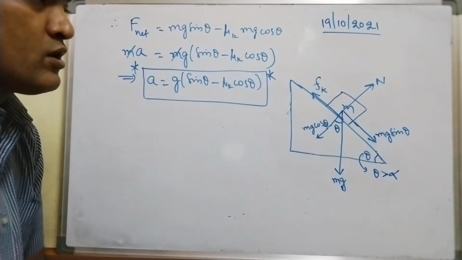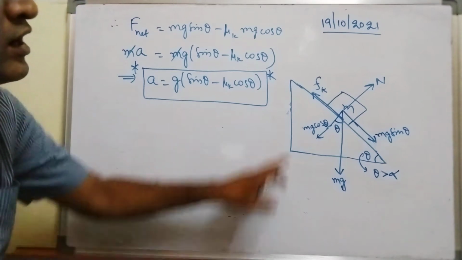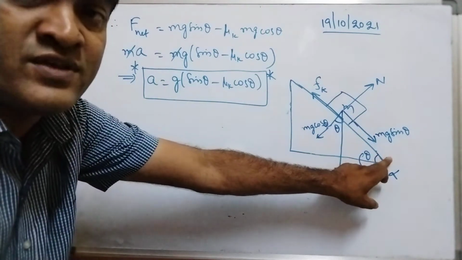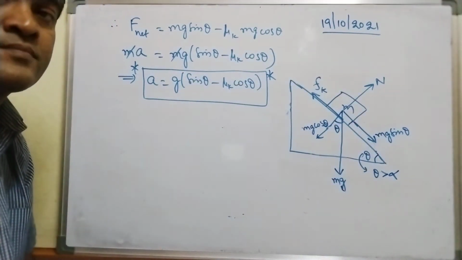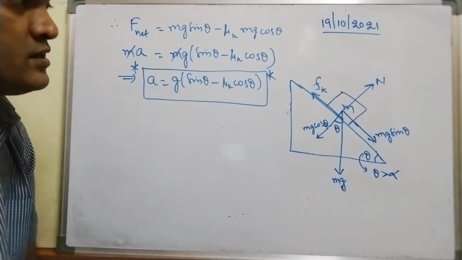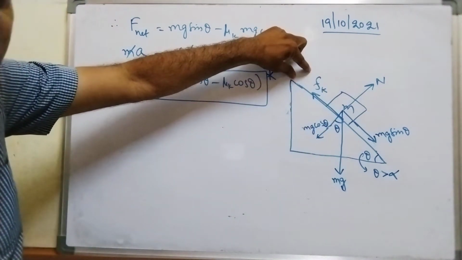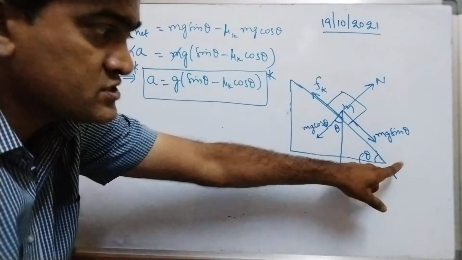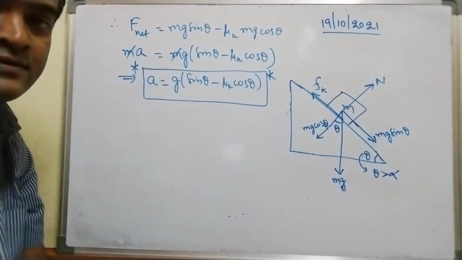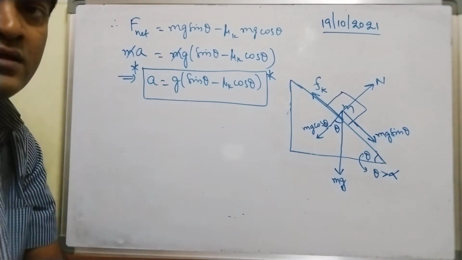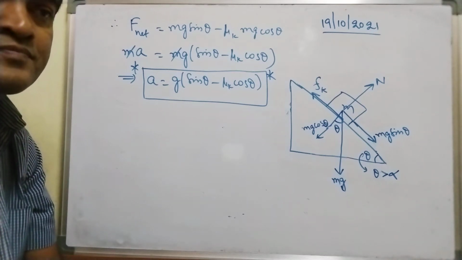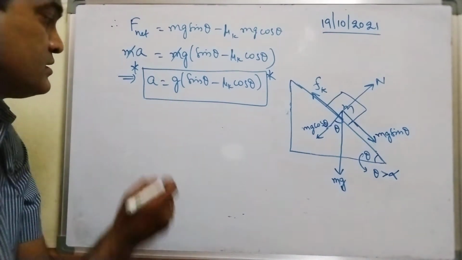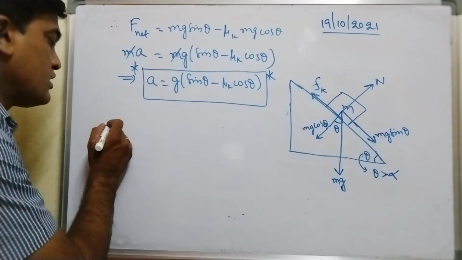Now I want to find out in what time this block will reach the bottom of the inclined plane from the top. If the same block starts from the top of the inclined plane and reaches the bottom, how long will it take? That is nothing but the time of descent. Just recall the formulas in the case of a smooth inclined plane.